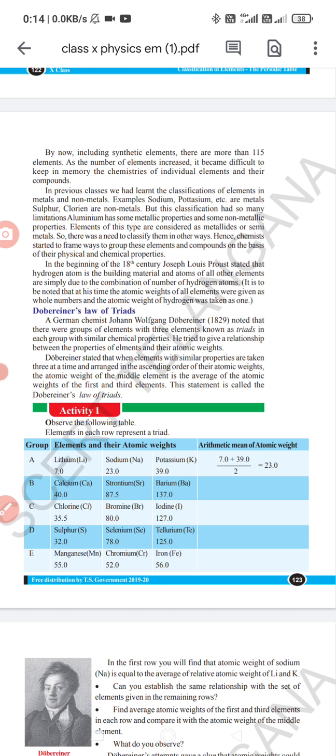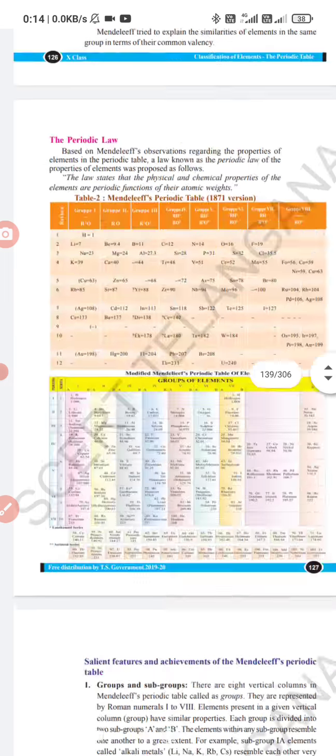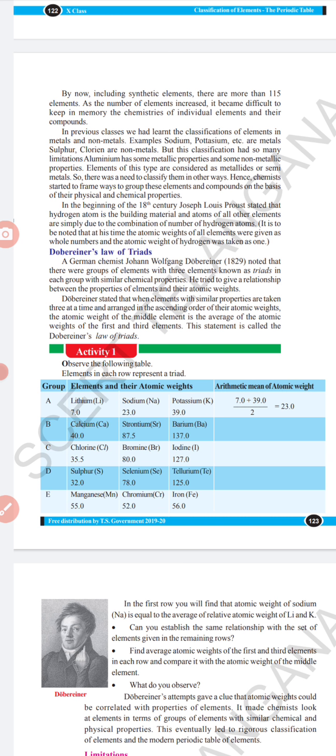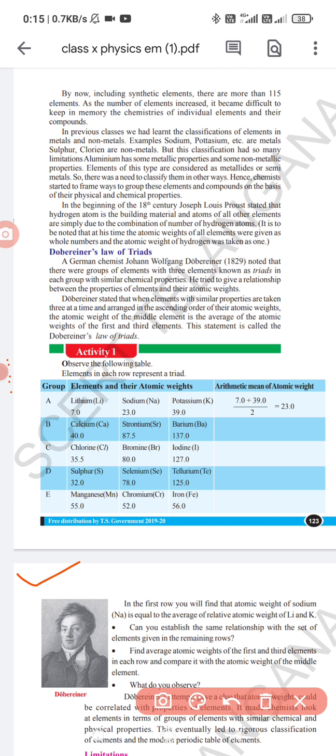Döbereiner's law of triads. Triad means three elements; it is related to three elements. You can see the first example here in Activity 1. Lithium, Li is the symbol of lithium, group A elements and their atomic weights. Lithium's atomic weight is 7.0, sodium's atomic weight is 23.0, potassium 39.0.